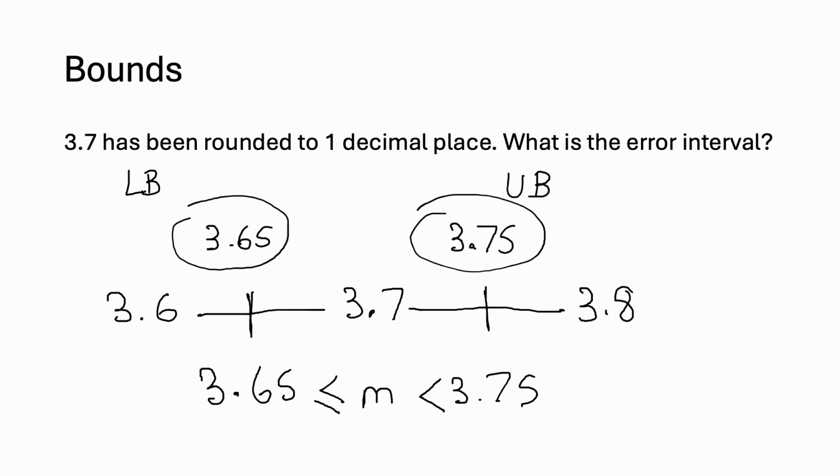And the reason why it has to be equal to or more than 3.65 is because if we round 3.65, the number to the right of this 6, to 1 decimal place, is 5. So that means we have to round up. And if we round 3.65 to 1 decimal place, we get 3.7. So that's why we have to say it can be equal to 3.65.